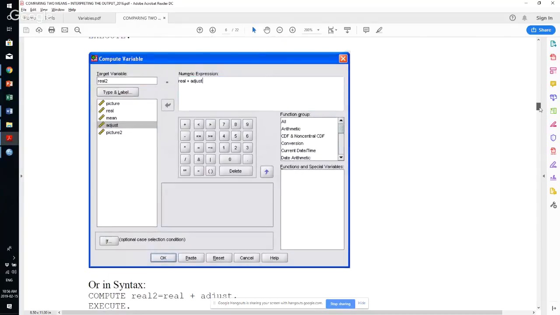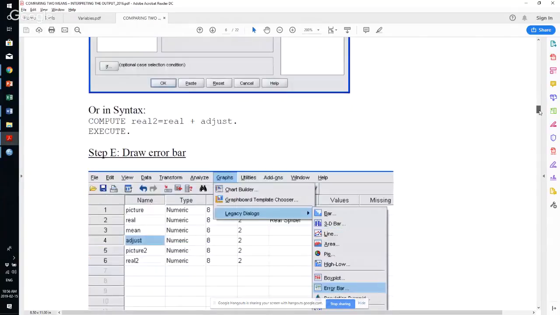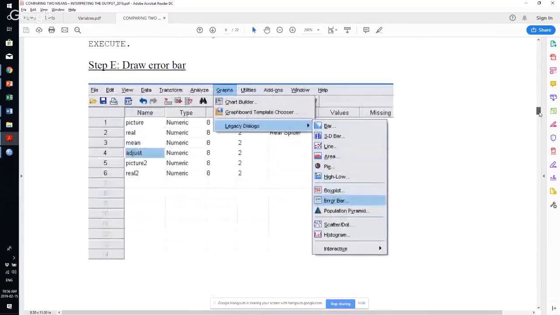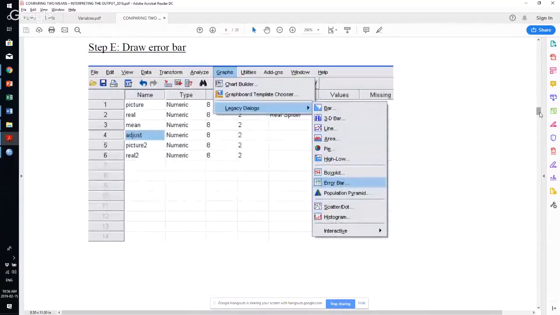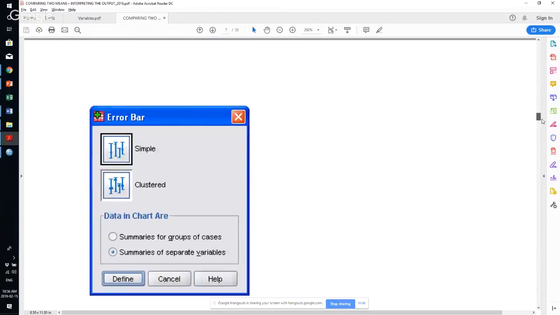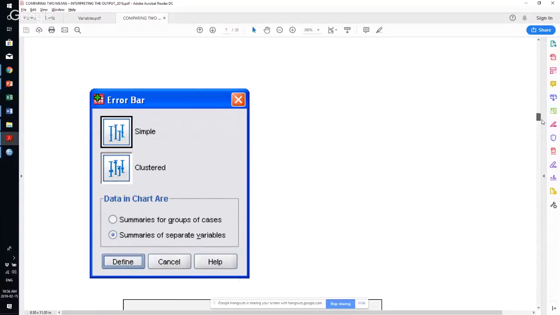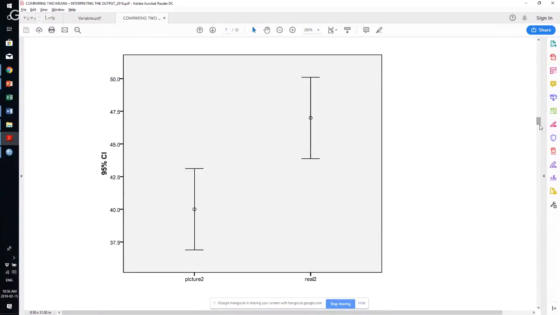So we do this again for real. And now we do an error bar. Again, just like we learned last week for your scatter plot, you go to Graphs and Legacy Dialogs, as if you're going on a cruise line, okay? And you're going to click Error Bar. We want a simple error bar. And this is what we get.